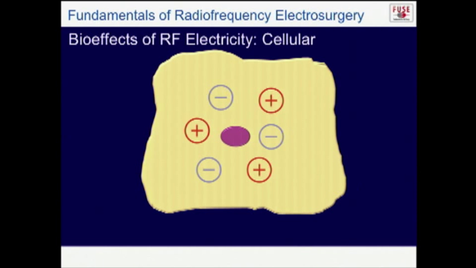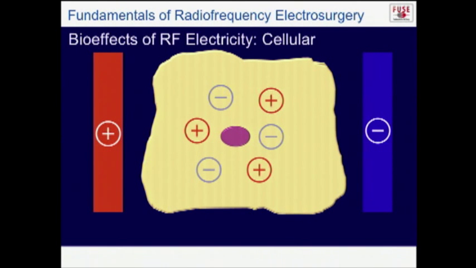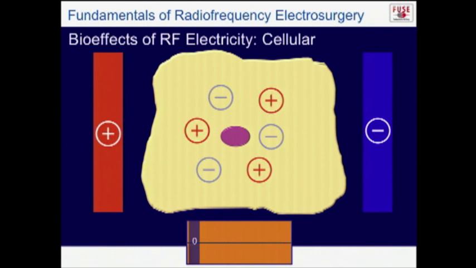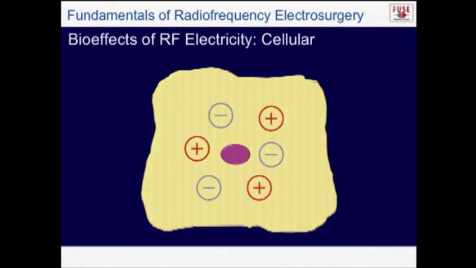But first, we have to think about what's going on in this cell. So we have anions and cations in the cell. And if we put a direct current across this, all the cations will go to the negative, the anions will go to the positive side. That's the so-called galvanic effect. I'd love to talk to you for even 10 minutes about that, but I don't have the time.